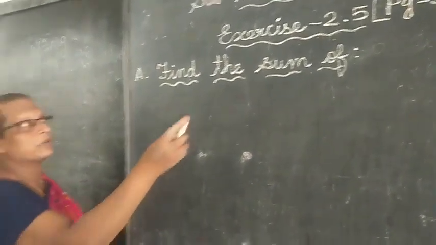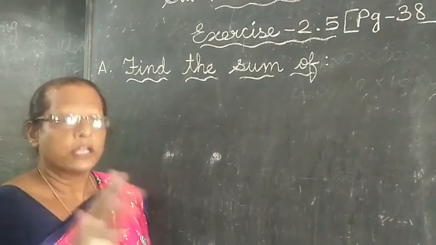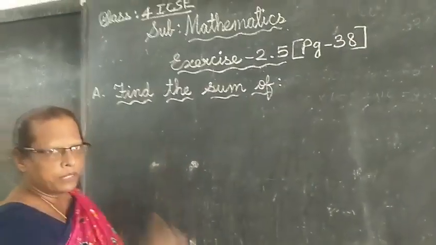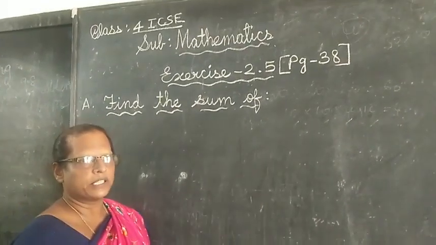In exercise 2.5, question 4 has divisions A, B, C, D. Today I am going to teach A and B only, and C and D we will be seeing in the next YouTube class. Okay children?